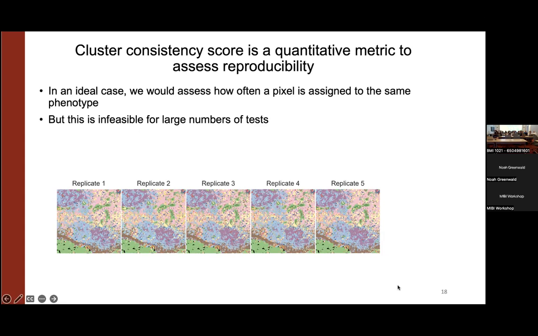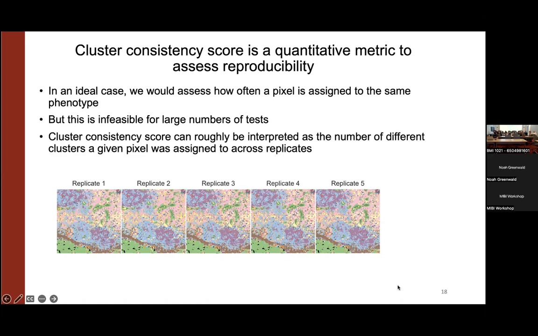So we tested a whole bunch of different pre-processing steps, a whole bunch of different parameters, and ran 5 replicates for each one. So having to go through and manually annotate every single one would take a very, very long time. So we defined this quantitative metric to capture how reproducible it is across different random initializations. We call this score the cluster consistency score. And it can be roughly interpreted as the number of different clusters that a given pixel was assigned to across replicates. The actual calculation for this score is a little bit complex, so I'm not going to go into the details here, but the bioRxiv paper has the entire algorithm laid out if you are interested.